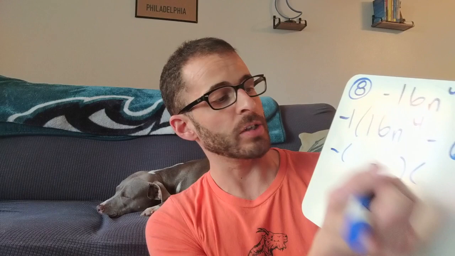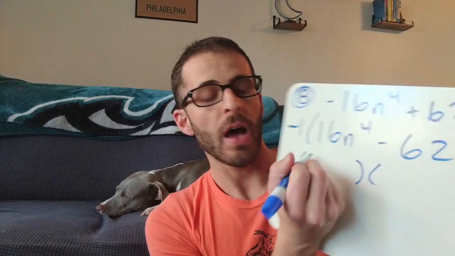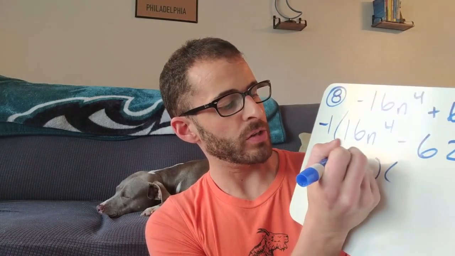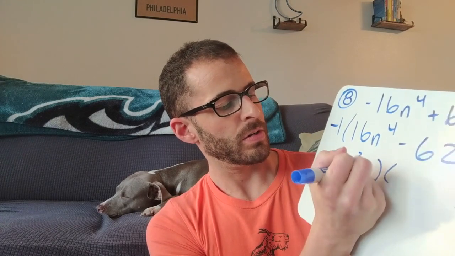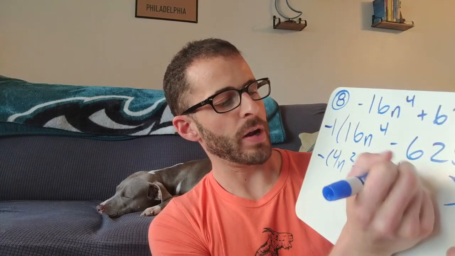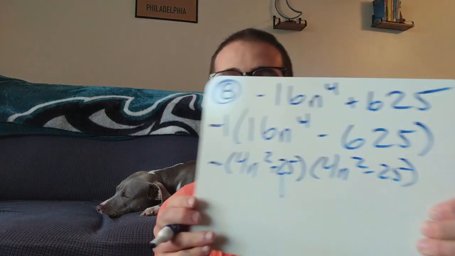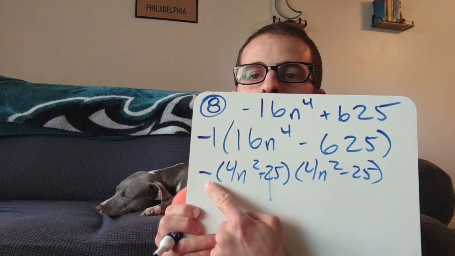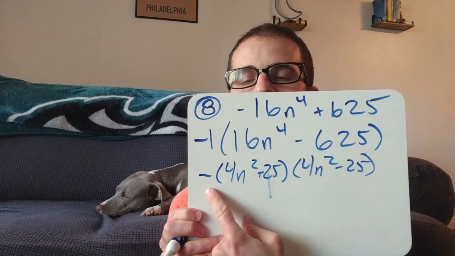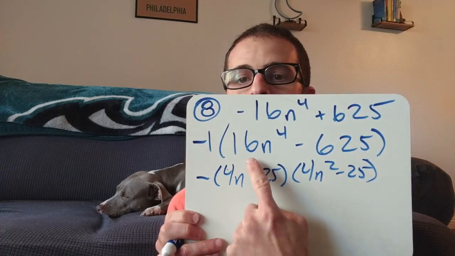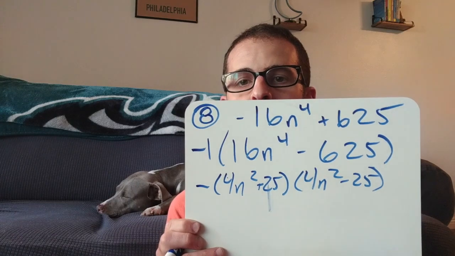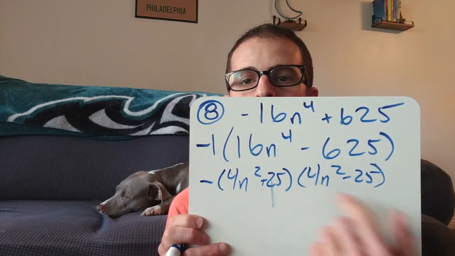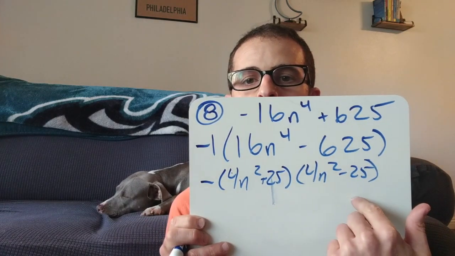And since it's a dots problem, a difference of two squares, I'm going to have 4n squared plus 25. Oopsies. And 4n squared minus 25. All right, so negative is along for the ride. I dropped the 1. I don't like the 1. Anyway, square root of 16 is 4. Square root of n to the 4th is n squared. Square root of 625 is 25. So square root, square root, square root, square root, plus, minus.